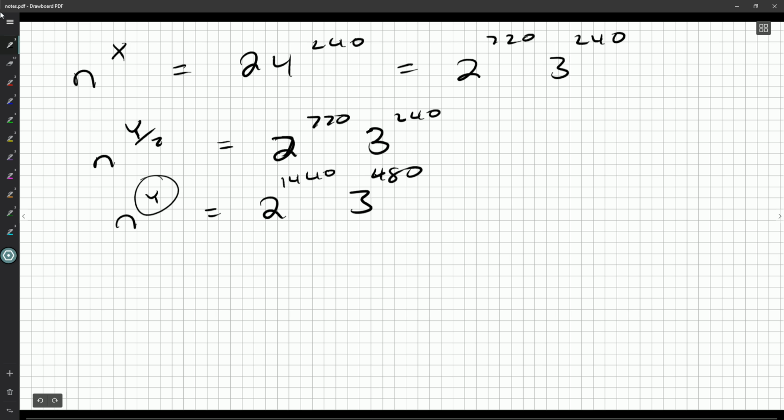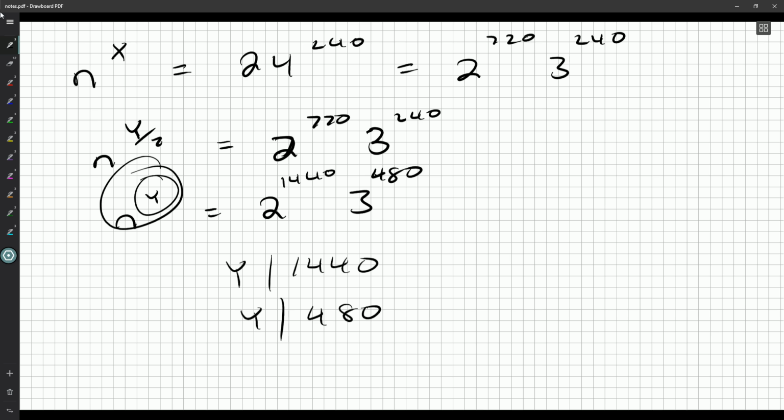So n to the y, but if I've got... So this over here is a perfect yth power. That means, based on our prime factorization, y has to divide 1440, and y has to divide 480. So what values could y be? Well, y could be anything as long as it's a factor of both of those.